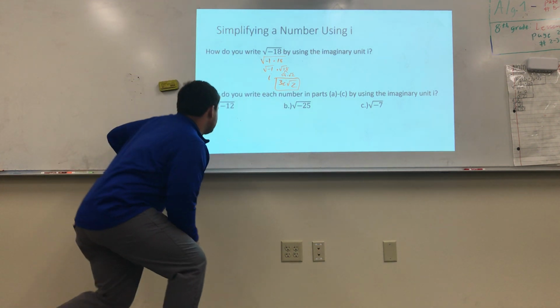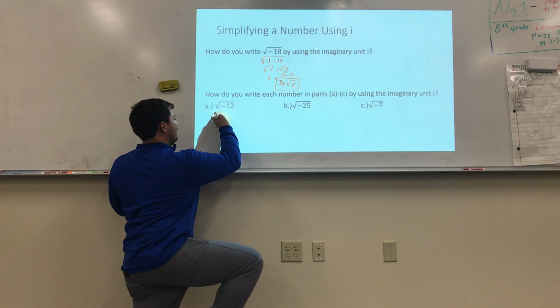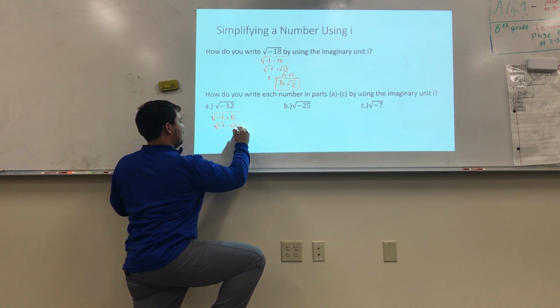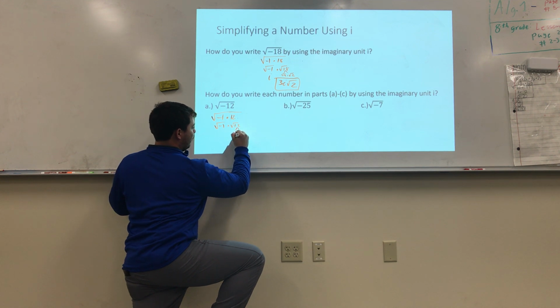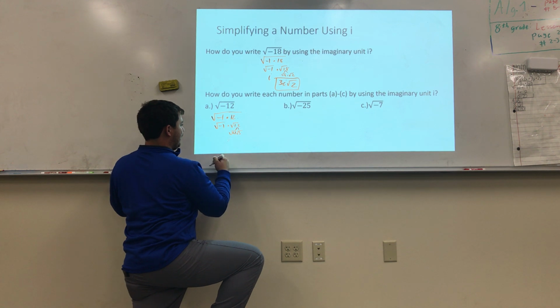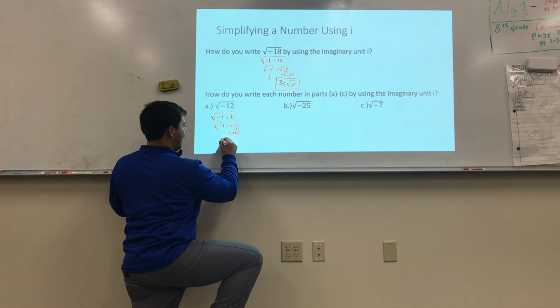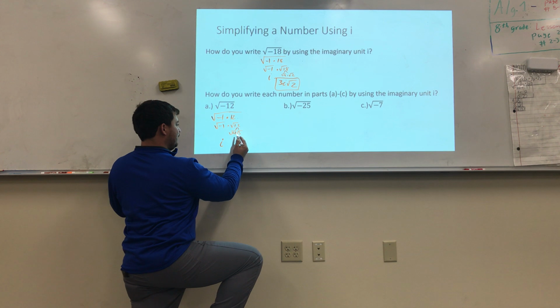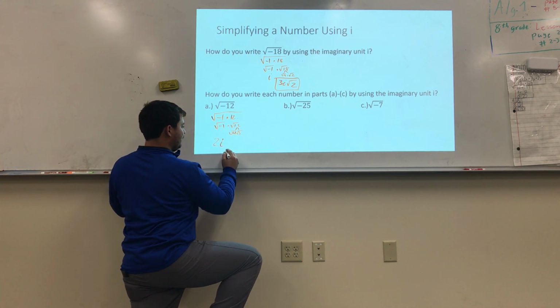We're going to do a similar thing here. We have the square root of negative 1 times 12, which is really the square root of negative 1 times the square root of 12. Once again, you can break 12 down. You're probably going to go 4 and 3. Take the square root of both of those. The square root of negative 1, you're going to get i. Then the square root of 4 is going to give me 2. Can I take the square root of 3? No, so we leave it like this.